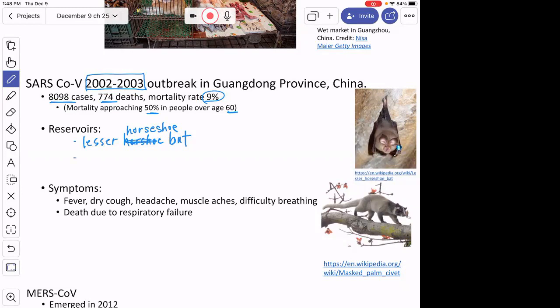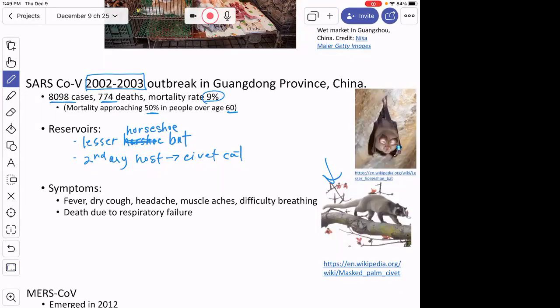An amplifier host, or a secondary host, they have identified as the civet cat. There's a picture of civet cats. They are considered a delicacy in China. Again, like I said, there's a saying in that part of China, they will eat anything with wings that's not an airplane, and anything with legs that's not a table. So civet cats are actually farmed in big farms for people to eat.